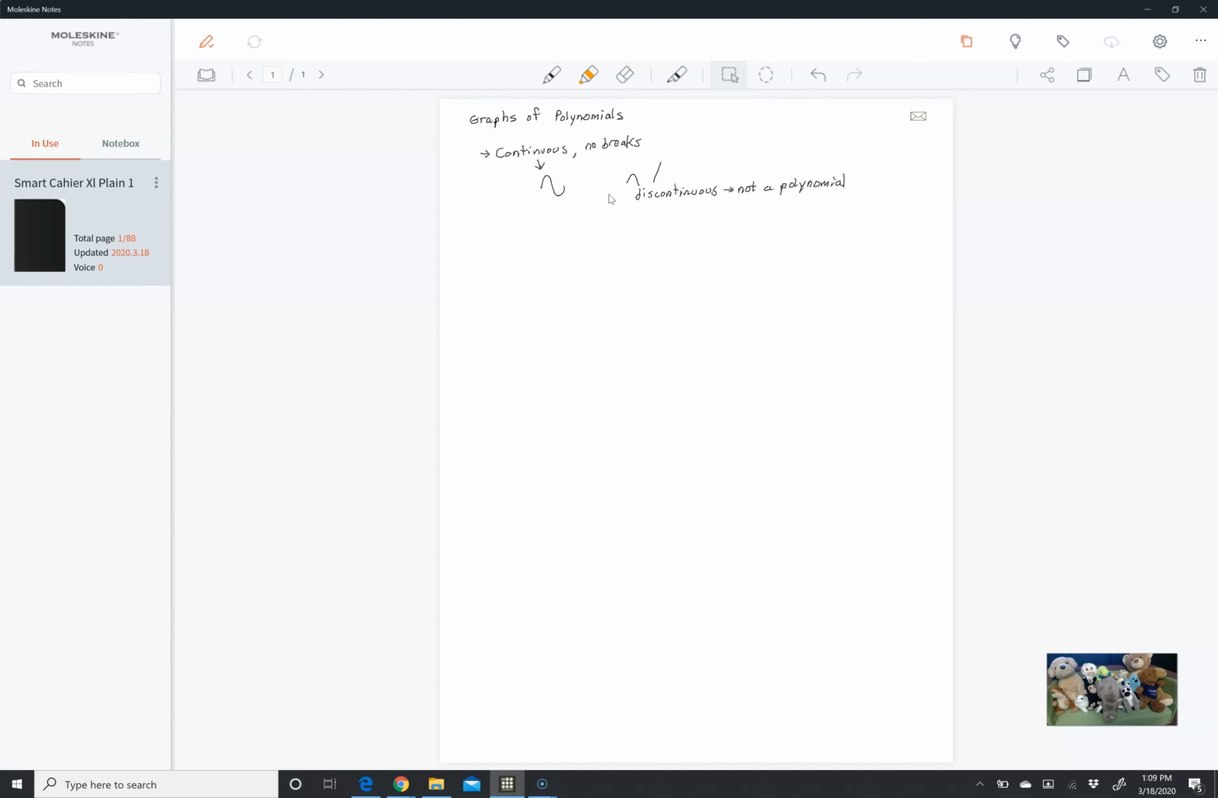Okay. The next thing is that they're going to have smooth minimums and maximums. So you can see here, and in the other graphs that we talked about, they sort of curve around. If you looked at an absolute value graph, for example, that does not have a smooth minimum or a maximum. That's very pointed.